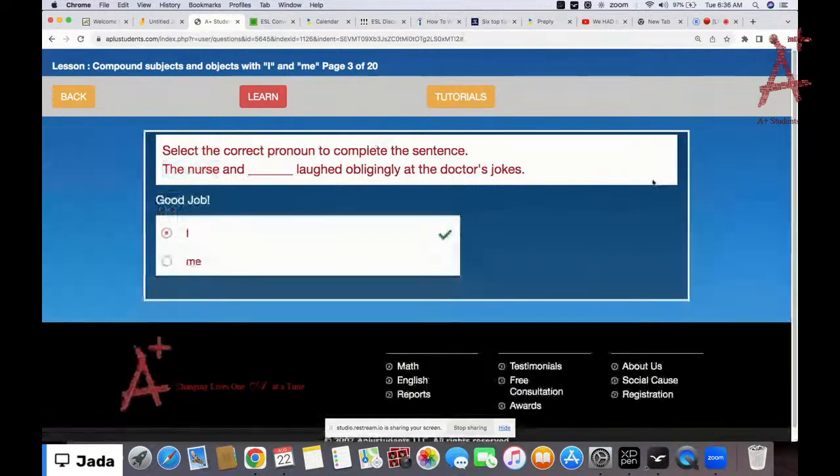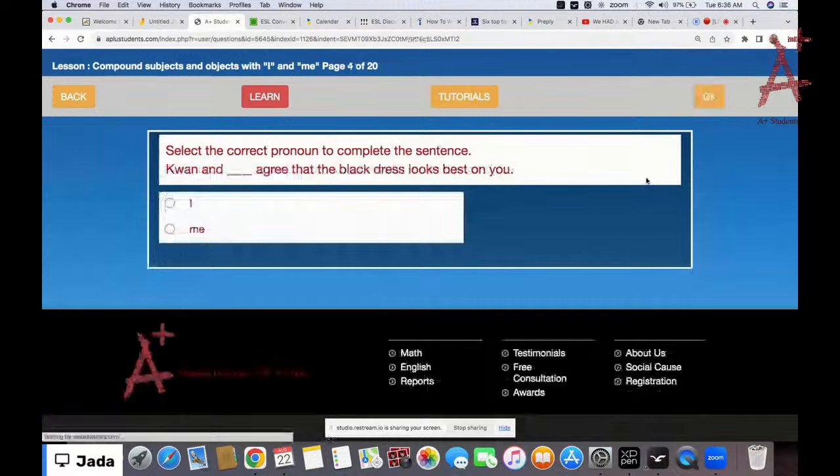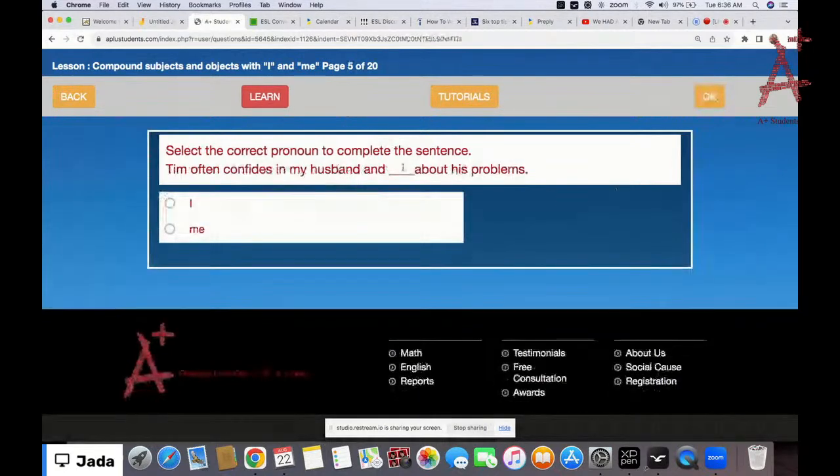All right, so next one. Kwan and Dash agree that the black dress looks best on you. So what's gonna be the answer here? Is it gonna be Kwan and me or I? What's gonna be the answer? I. Okay, we have I. So great, thanks. And then Tim often confides in my husband and Dad about his problem.